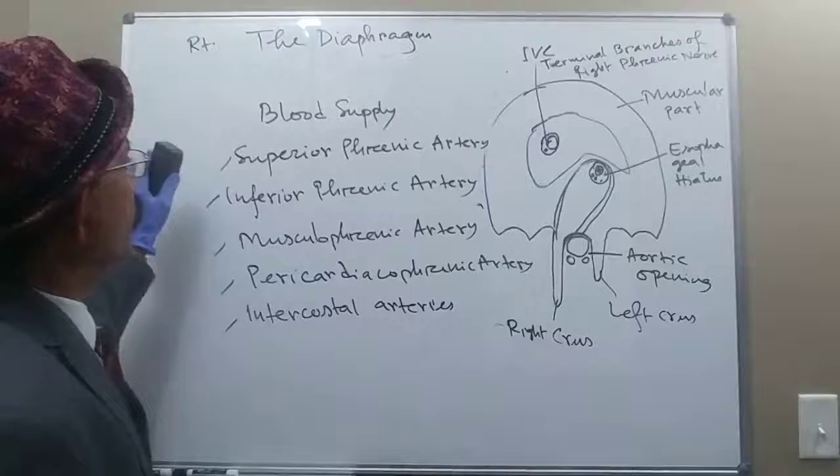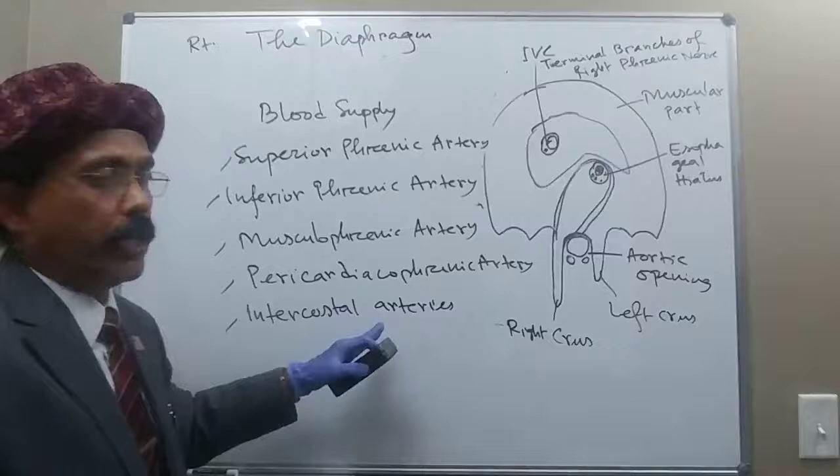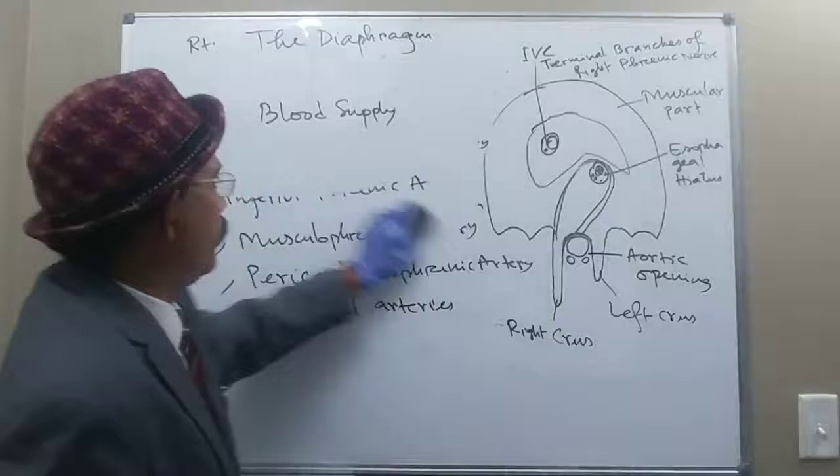Okay, venous drainage will be like these arteries, the corresponding arteries. We have the venous drainage. Okay, so we got the blood supply. Now we'll go to the nerve supply of the diaphragm. Nerve supply.